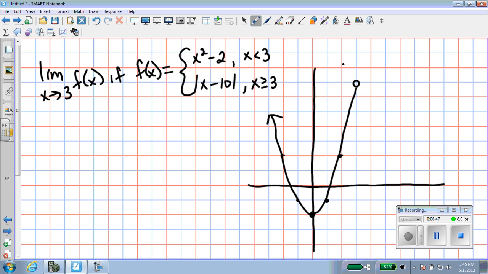Let's contrast that with, we'll keep the x squared minus 2 for x less than 2, but replace it with the absolute value of x minus 10, which would be a shift to the right of 10. 2, 4, 6, 8, 10. Absolute value has that nice V shape.